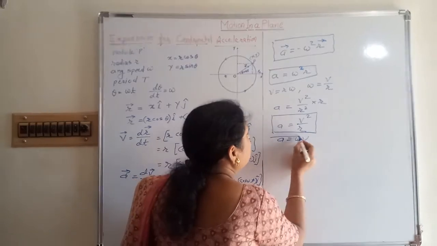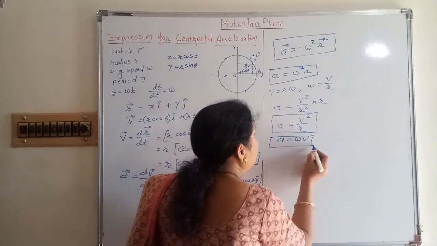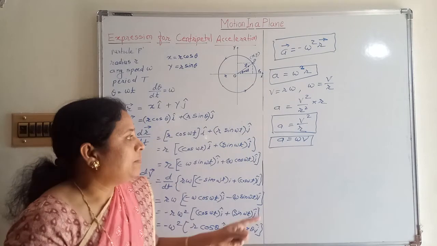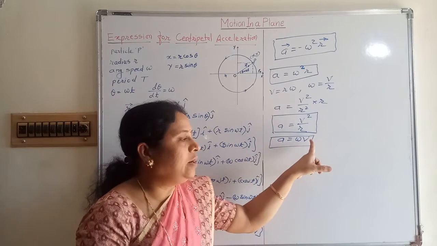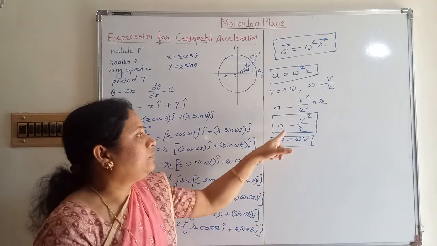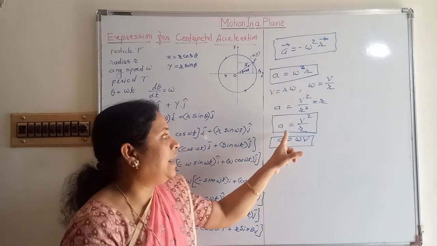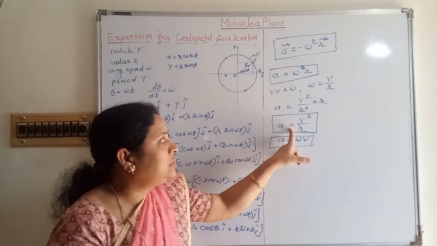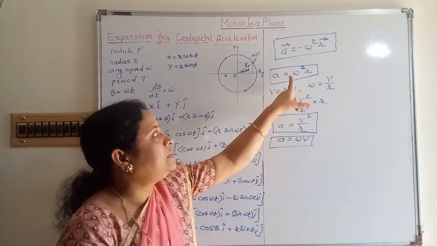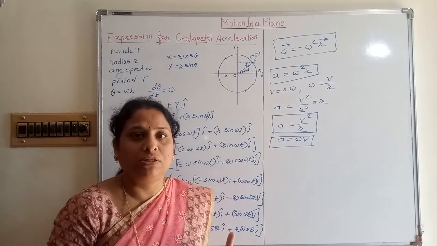These three formulas are important, and a is equal to omega into v. It means it is the product of linear speed into angular speed. A is equal to v square by r in the problem: when the linear speed is given and radius is given, you can use this formula, and when the angular speed and radius is given, you can use this formula.